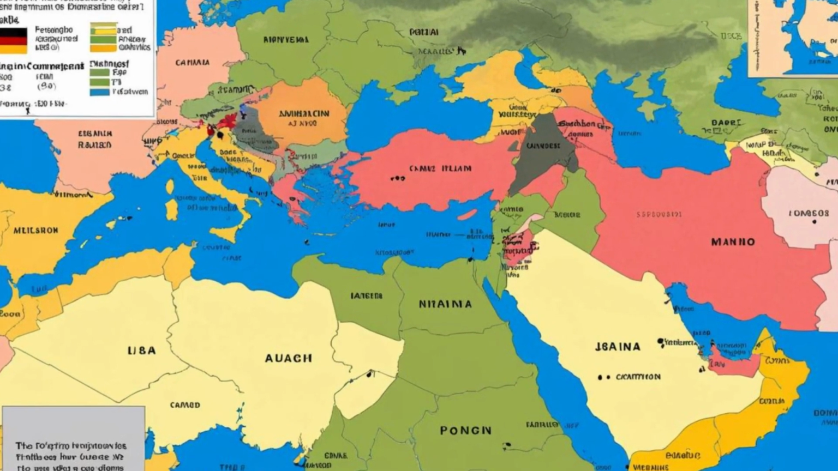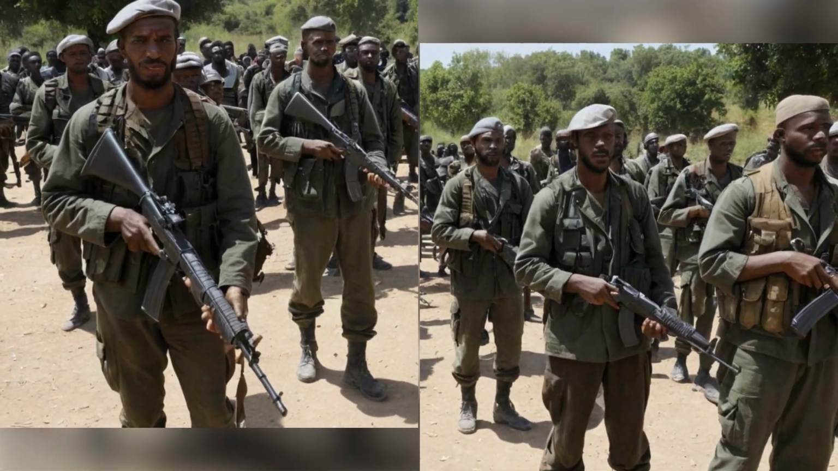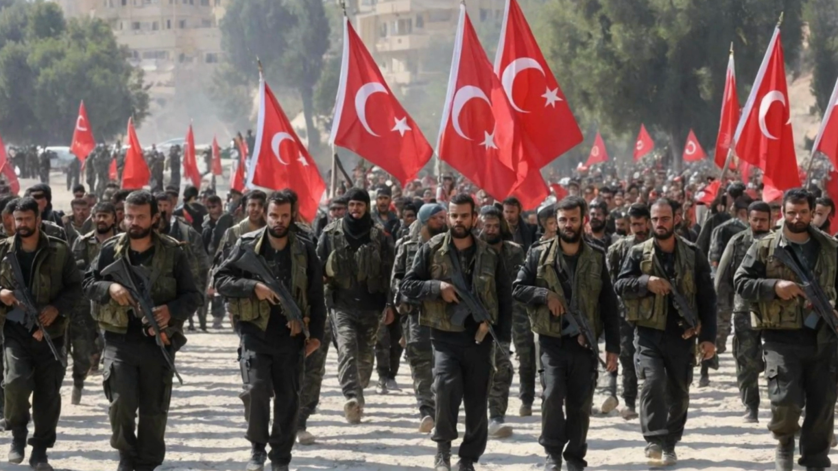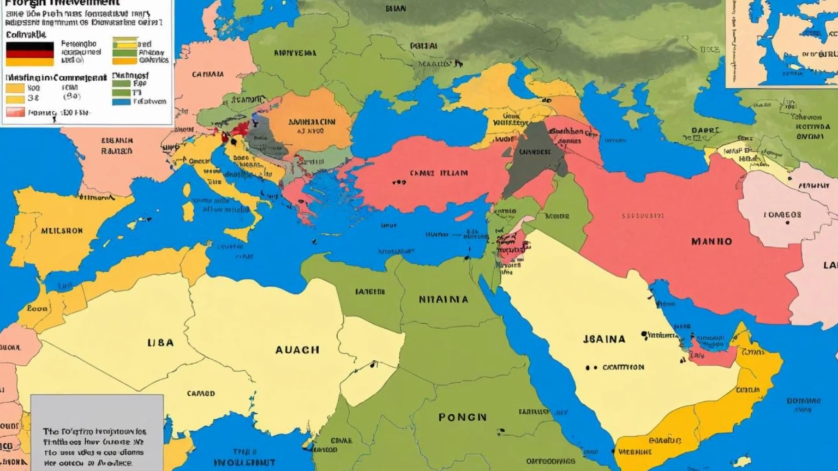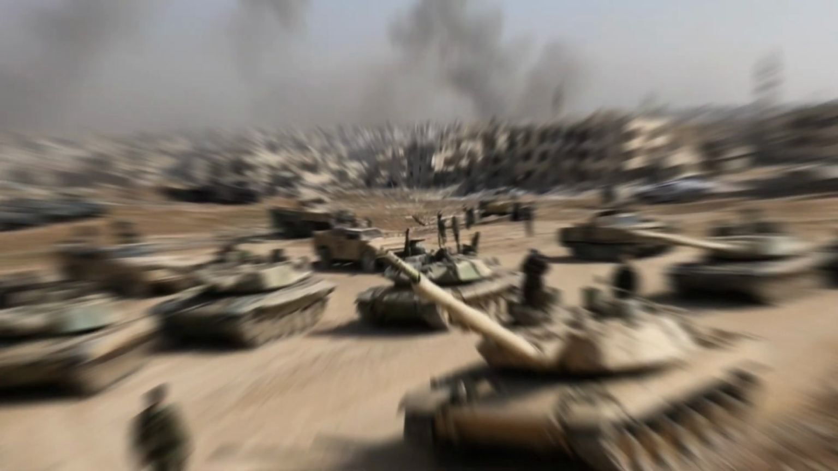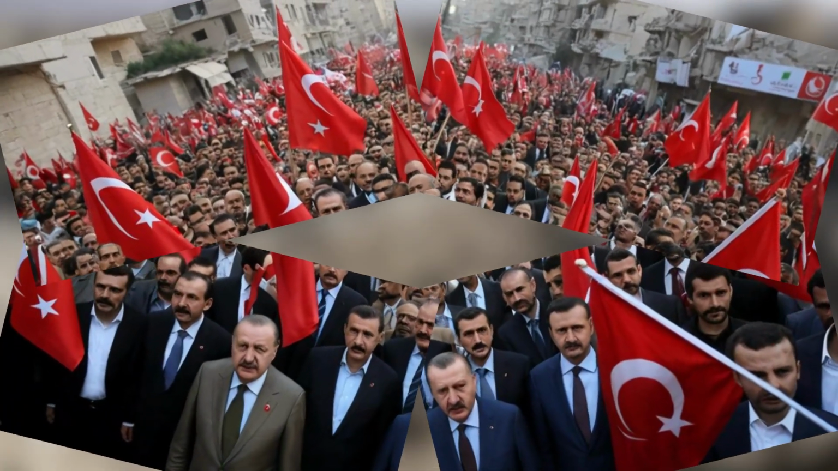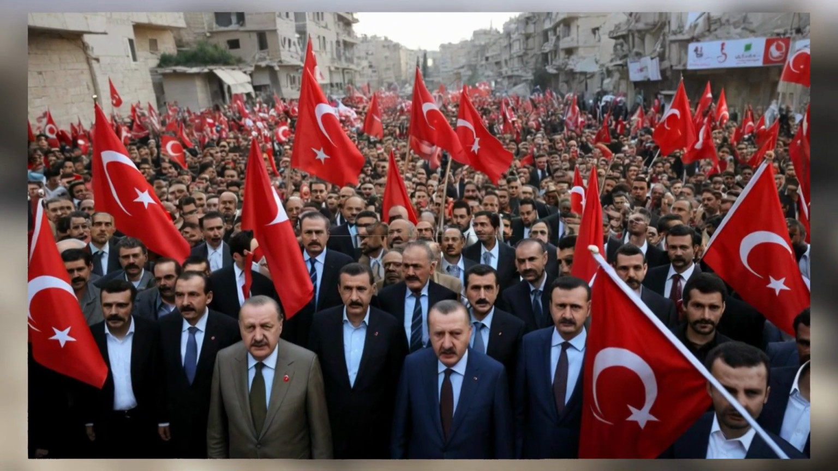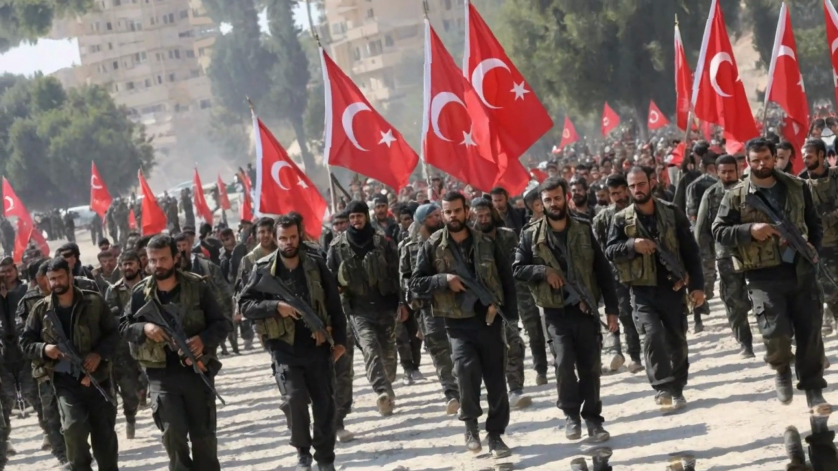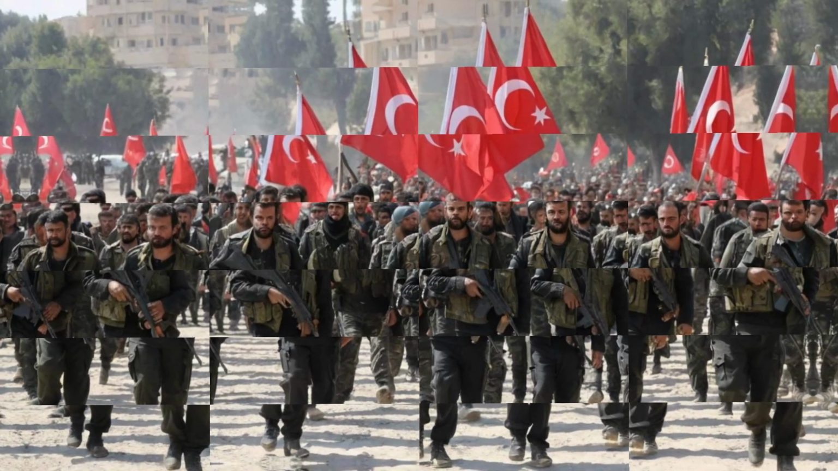On the other side, various rebel groups received support from the West, Turkey, and other countries. The United States and European countries sent money, weapons, and training to help the rebels. Turkey also supported some groups, especially those fighting Assad. This foreign involvement made the war more complex and harder to resolve.